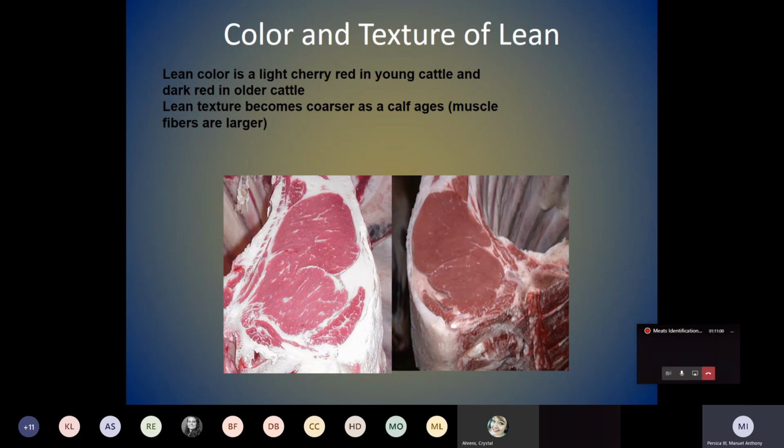More youthful appearing cherry red carcasses are more desirable than darker carcasses. As animals get older, their muscle tends to be darker. As animals have stress, their muscle tends to be darker. And so we obviously try to stay away from that if possible.